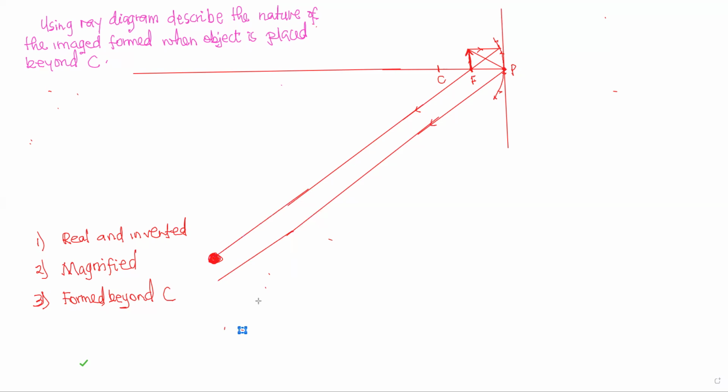I'm just assuming we understand that where the reflected rays meet will be the point where the head of the image would be. So we are making the assumption that the rays are meeting at this point, meaning the head of the image will be here. The foot of the image, and the object is always on the principal axis. So let's trace the head to the foot.